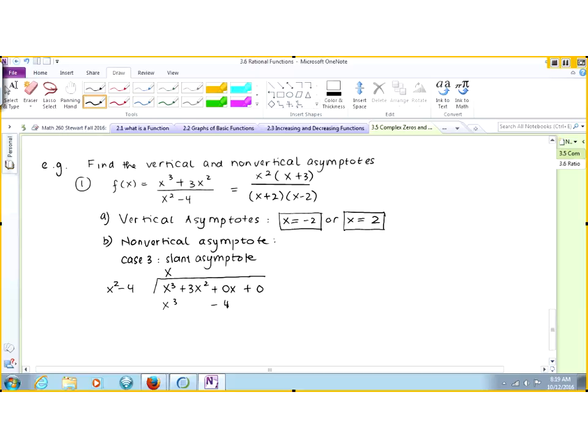X cubed minus 4x. Oh, so I still have x squared here. All right, so instead of subtracting, I'm adding with the opposite. So this plus becomes minus, this minus becomes plus. Okay, so this is 3x squared. What about this? Plus 4x and then plus 0.